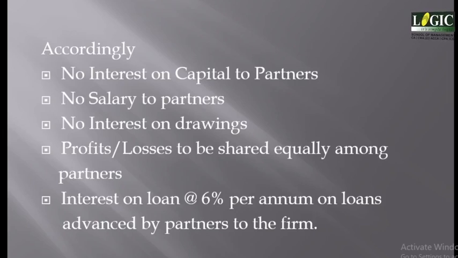Accordingly, Indian Partnership Act states that in the case of partnership firms, no interest on capital is payable to partners, no salary to partners, no interest on drawings to partners. Profits or losses, if no terms and conditions are there, in such cases are to be shared equally among partners. If some partner has advanced a loan to the firm, in such cases, interest on loan at the rate of 6% per annum on loans advanced by partners is payable by the firm to the partner. Okay.